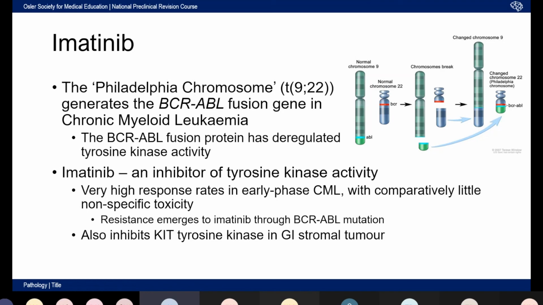And imatinib has a really high response rate in early phase CML with comparatively little non-specific toxicity, which is a big improvement compared to the other chemotherapy drugs we've been talking about. And this is an example of why knowing the genetic and molecular details of a specific cancer is important, so that we can target it more specifically.